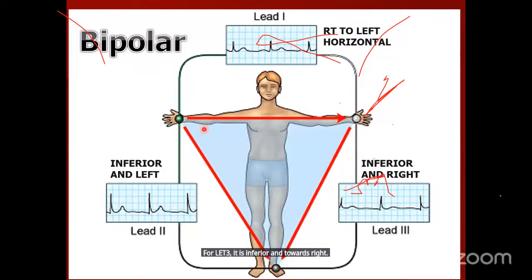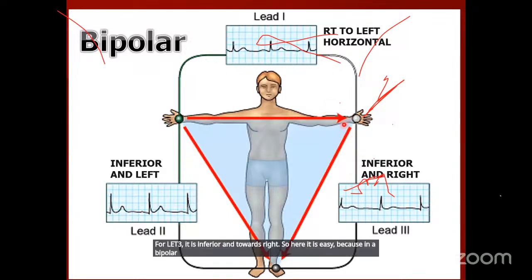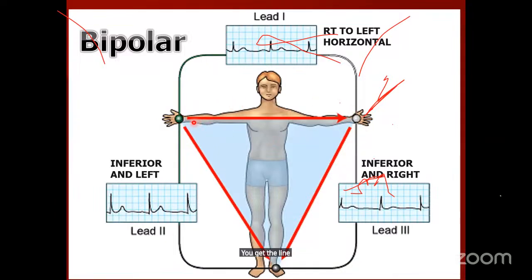So here it is easy because in a bipolar lead, you are going to connect two aspects of your body to the negative pole and positive pole. You get the line of imagination between two aspects of the body. So this constructs a triangle which is called Einthoven's triangle, which is produced by the horizontality of L1, the inferior and left of L2, and the inferior and right of L3. So these are the bipolar leads.